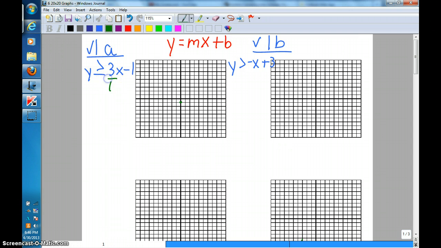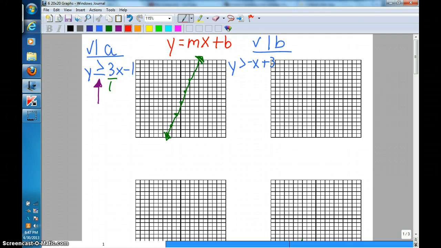The slope is 3/1, so I'm going to go up 1, 2, 3 over 1, and down 3 over 1. So that part's not new. But since this is a greater than or equal to sign, remember what we said before: this one is going to be a solid line. So go ahead, connect, and have your arrows.